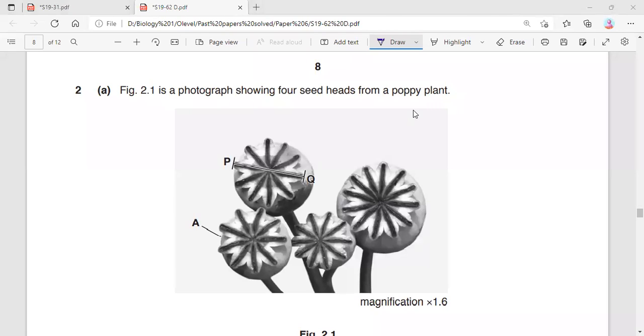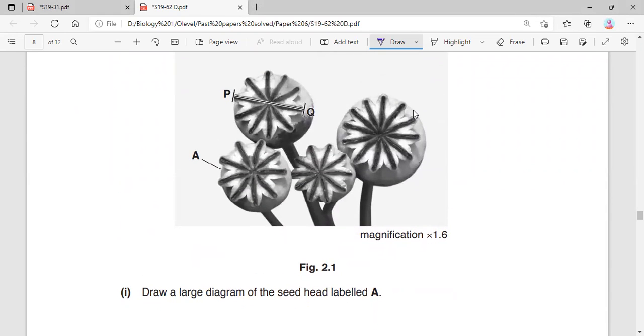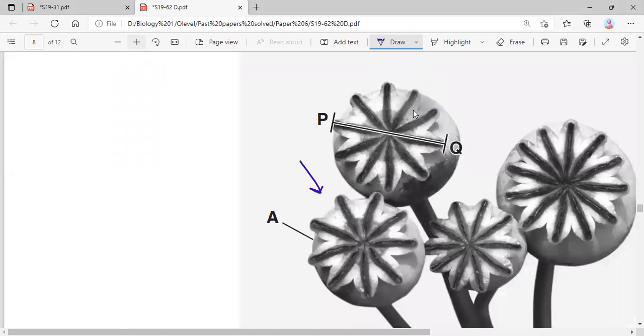Question 2, it's a photograph showing 4 seed heads from a poppy plant. Number 1, draw a large diagram of the seed head labeled A. How will I draw this? You should take care from a few things. Number 1, how many sticks? You should count the sticks. 1, 2, 3, 4, 5, 6, 7, 8, 9. You have 9 rods, so you have to draw 9.